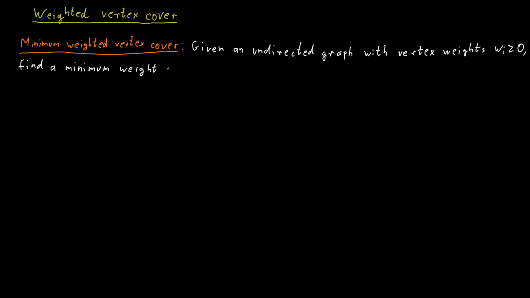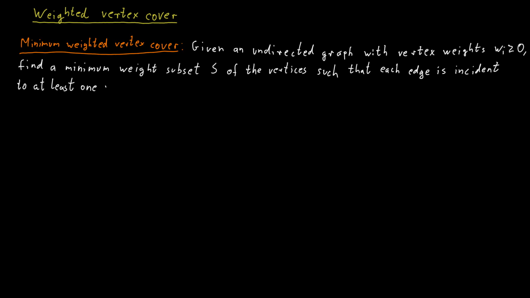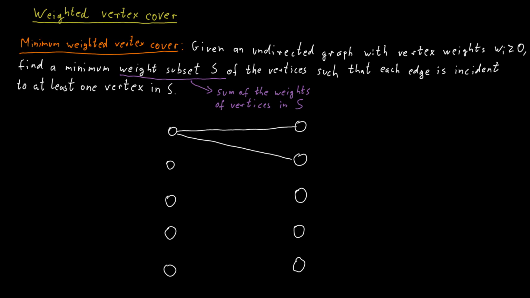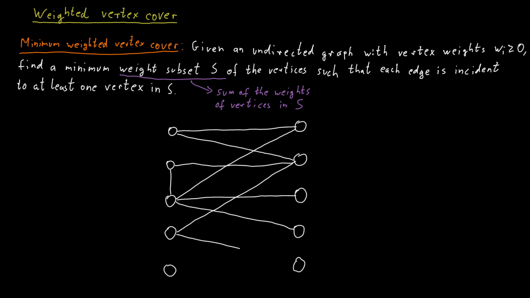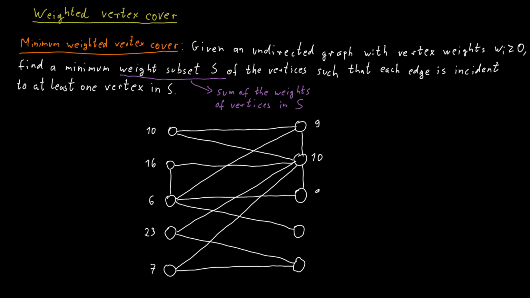And we want to find a minimum weight subset of the vertices such that every edge in the graph is incident to at least some vertex in that subset, just the same as we had with vertex cover. So the weight of a subset here is the sum of all the weights of the vertices contained in that subset. So here's an example of a graph, and I will write the weights of the vertices next to the vertices.